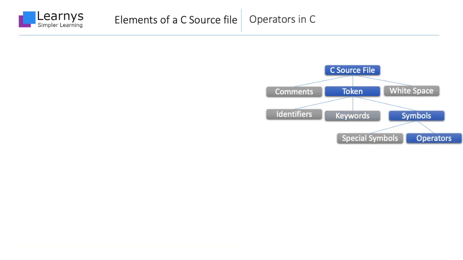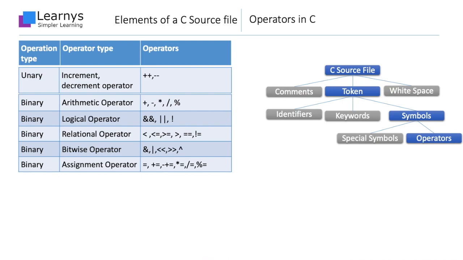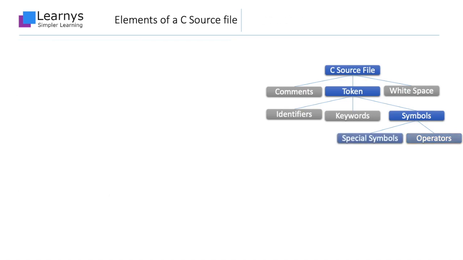Next, we have operators, which are divided into three categories: unary operators, which are increment and decrement operators; binary operators, which are arithmetic, logical, relational, bitwise, and assignment operators; and ternary operators. We will discuss each and every category of operators in great detail when the right context comes.